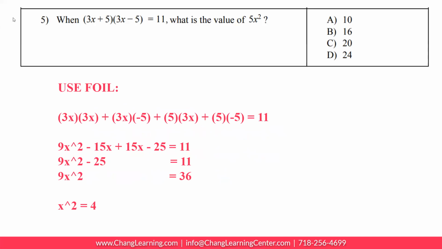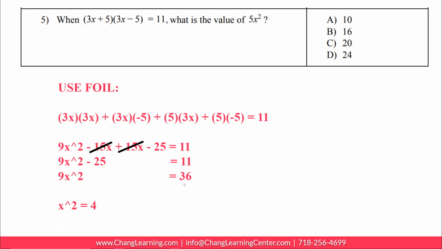In this sample problem number 5 from the SAT, when 3x plus 5 times 3x minus 5 equals 11, what's the value of 5x squared? Well, here you just have to know the FOIL pattern. Multiply this pattern out, and you see that it's 9x squared minus 15x plus 15x minus 25. And just like equation 3 on the last page, you now have the middle terms cancel. So negative 15 and positive 15 cancel, and you just get 9x squared minus 25 is 11.